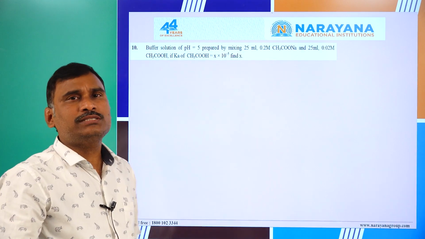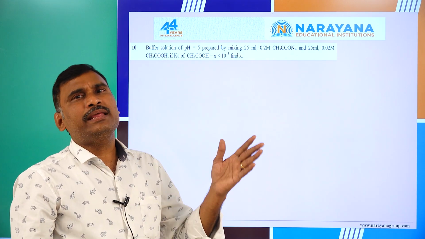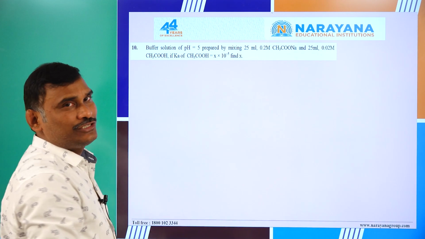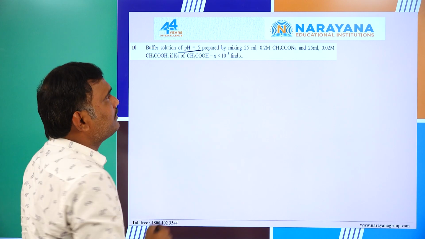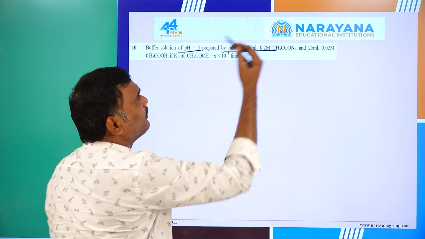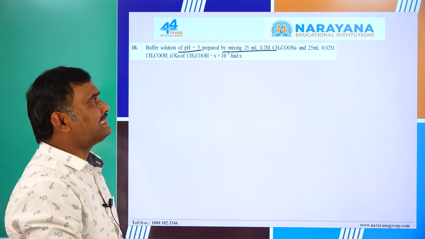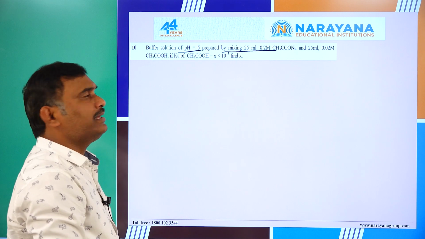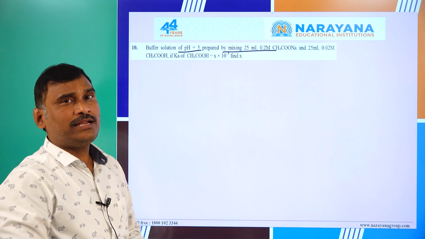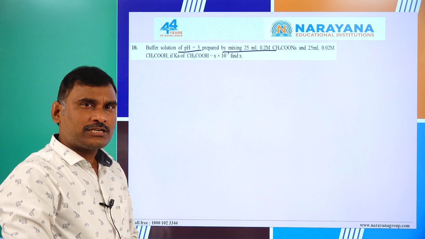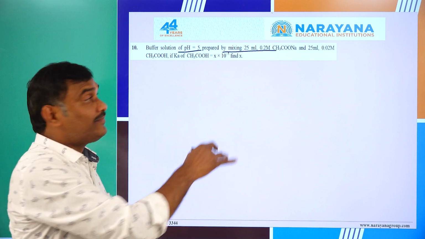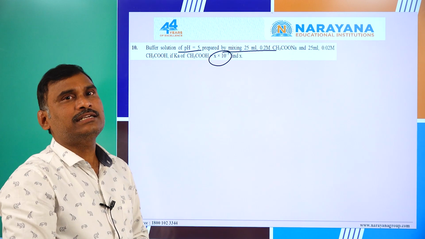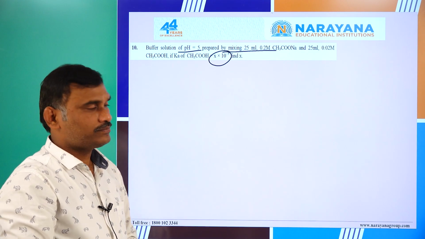Since all these questions are completely memory based, from the students who have appeared in the exam. Now, a buffer solution of pH 5 is prepared by mixing 25 ml of 0.2 M sodium acetate and 25 ml of 0.02 M acetic acid. Then he asked to find out Ka, the acid dissociation constant of acetic acid. The value is given as x into 10 to the power of minus 5. We have to express the answer in terms of x into 10 to the power of minus 5.